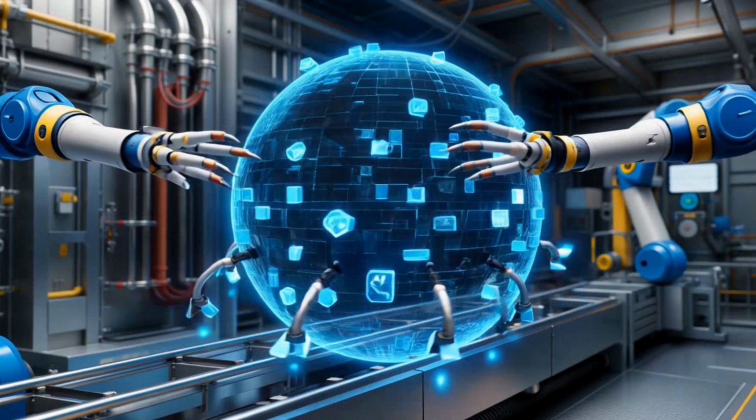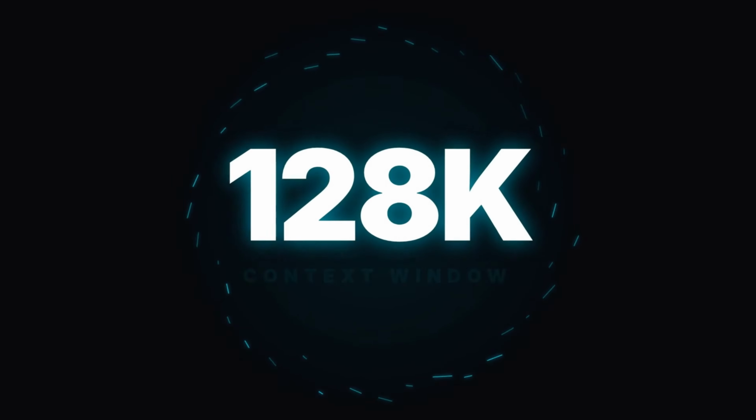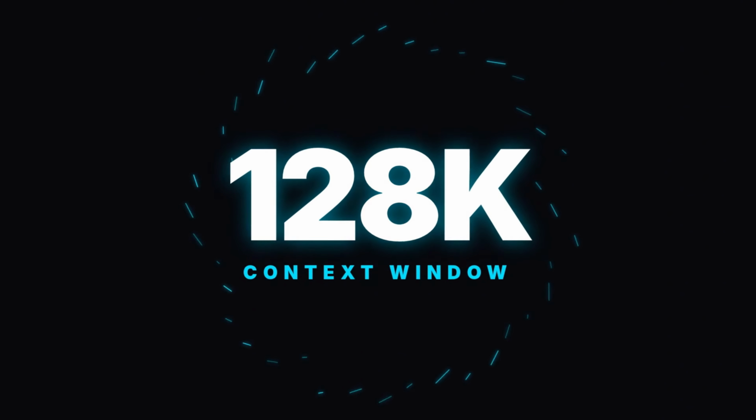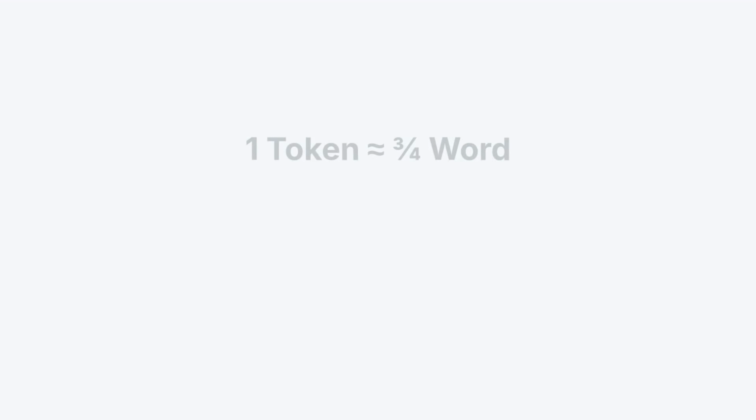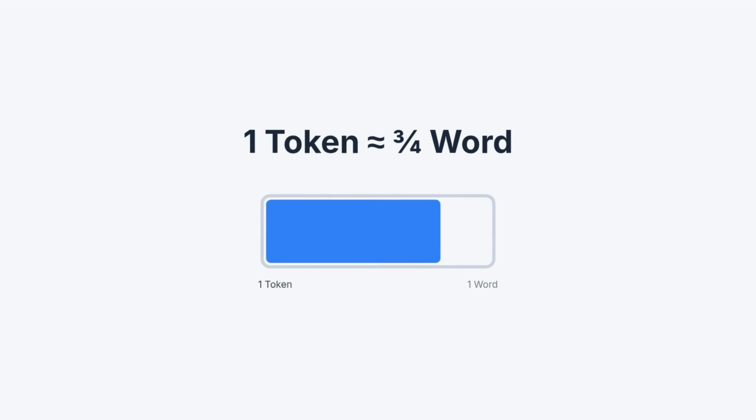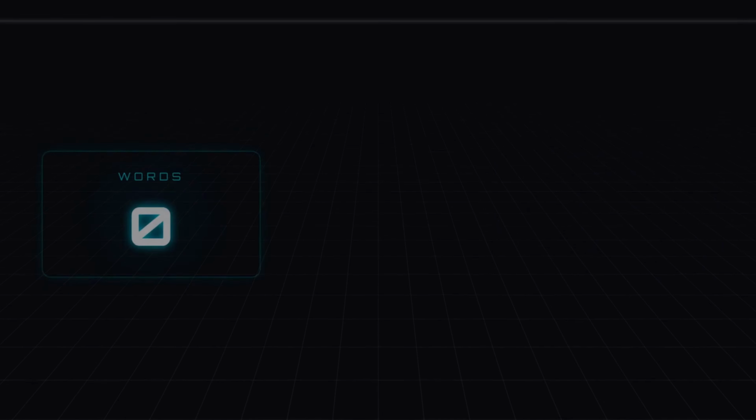Here's something most people don't realize. When a model says it has a 128K context window, that does not mean 128,000 words. It means 128,000 tokens. Rough rule, one token is about 3/4 of a word in English. So if you write 1,000 words, you're probably using about 1,300 tokens. This matters because tokens determine cost, speed, and how much memory the model can use. So tokenization directly impacts performance.